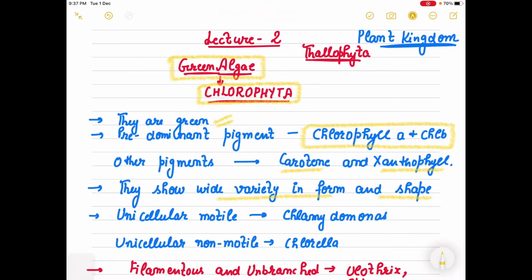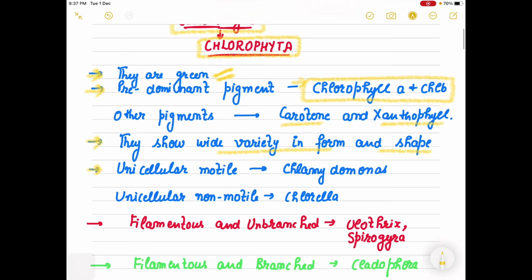One request I will make to all of you, that from this chapter, the direct questions are not going to be asked. The questions will be on the characteristics. The questions will be from the examples. So you have to be very specific, very particular when you are reading this chapter. Okay, so this green algae looks green because of its predominant pigment, that is chlorophyll A.